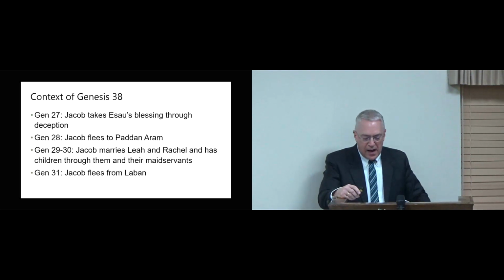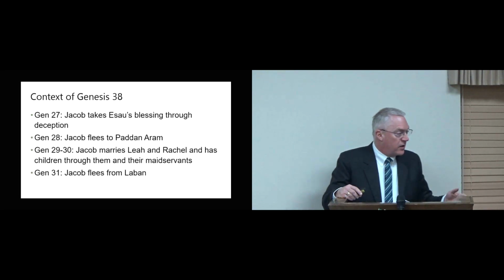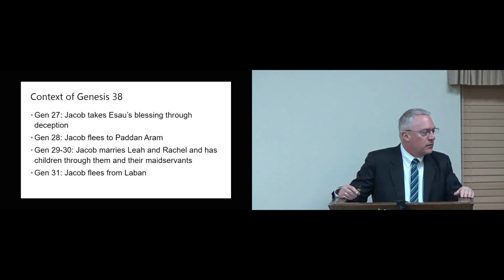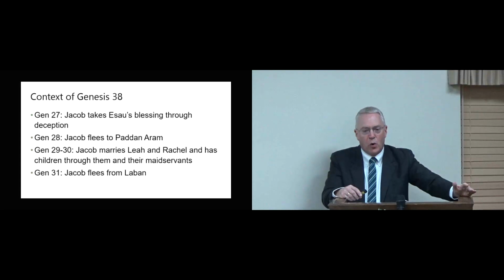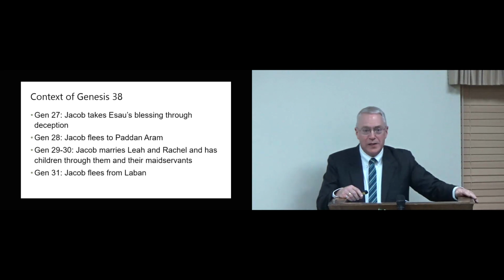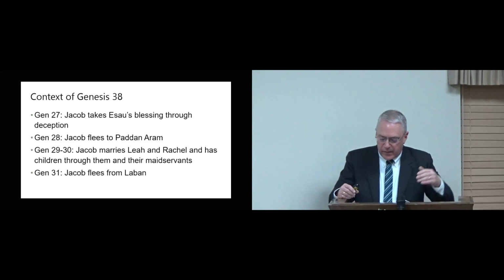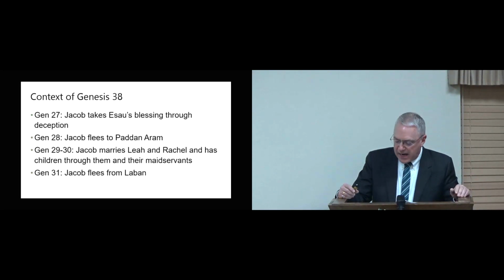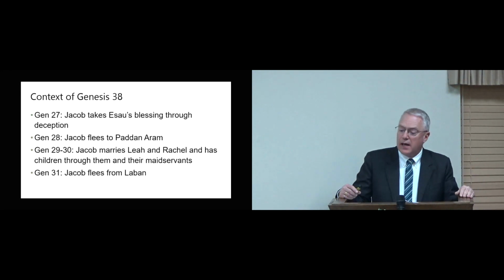In chapters 29 and 30, he marries Laban's 2 daughters, Leah and Rachel. Soap operas got nothing on the Bible, all right? Anybody who thinks the Bible is boring has clearly never read it. There is more sex and violence in the Bible than you will find on most, well, up until recent times, most TV. So he marries the 2 of them, and he has children through them and their maidservants. So he's effectively got 4 wives, and he ends up producing 11 children.